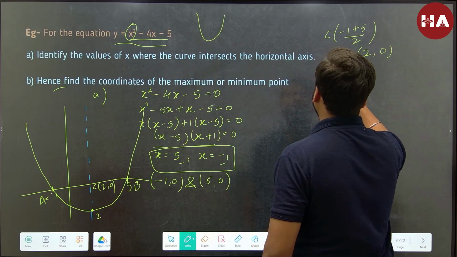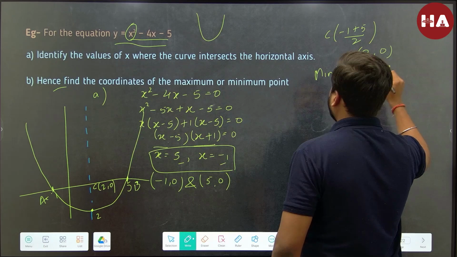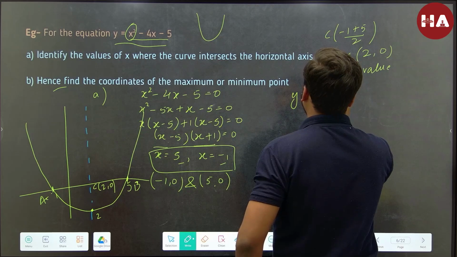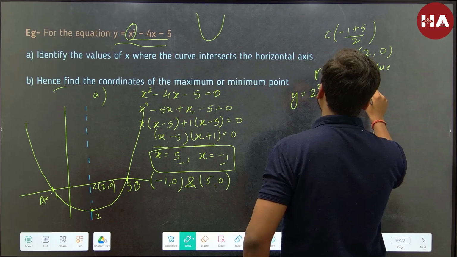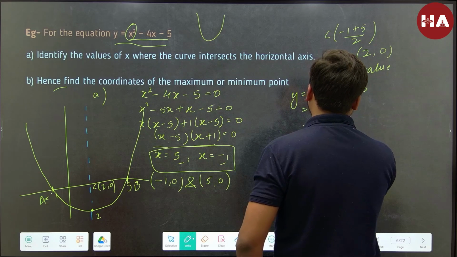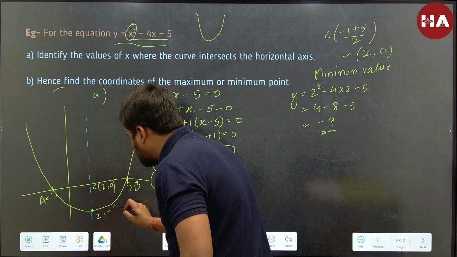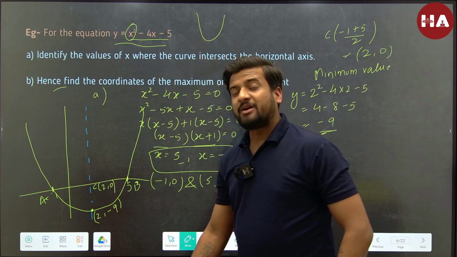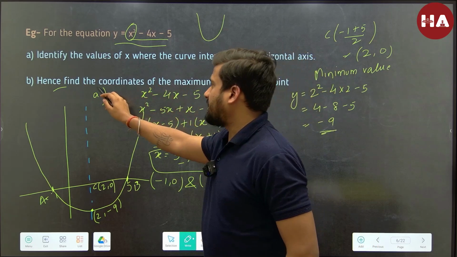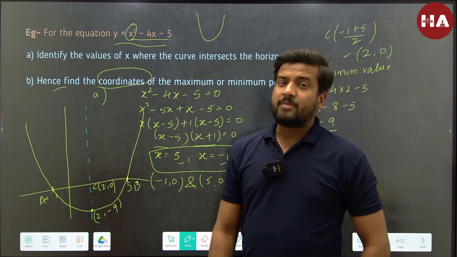So the minimum value is going to be y equals 2 squared minus 4 times 2 minus 5, that is 4 minus 8 minus 5, that is minus 9. So I can say that the coordinates of this point are 2 comma minus 9. The question didn't ask me the coordinates. Okay, it did ask me the coordinates. So the coordinates are 2 comma minus 9.